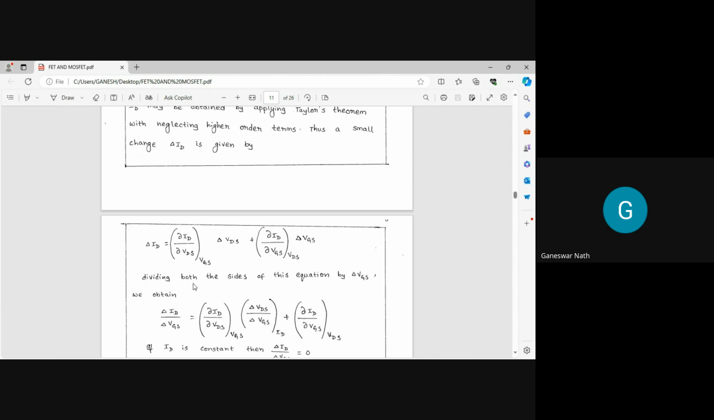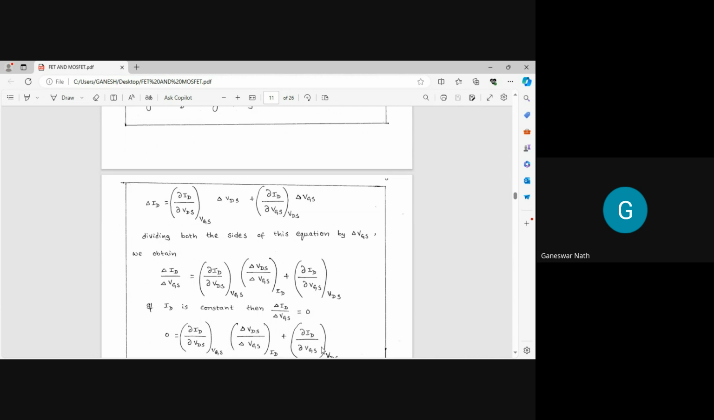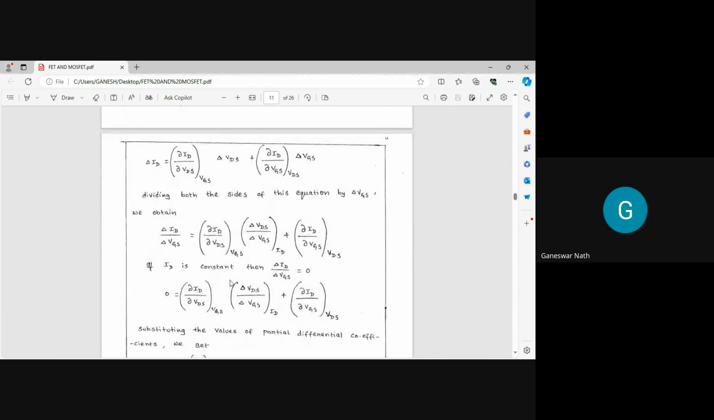Then I can also find delta ID by delta VGS at constant VDS. Since the drain current ID is constant, delta ID by delta VGS should be 0, so the left-hand part is 0. So 0 is equal to delta ID by delta VDS at constant VGS into delta VDS by delta VGS at constant ID, plus delta ID by delta VGS.